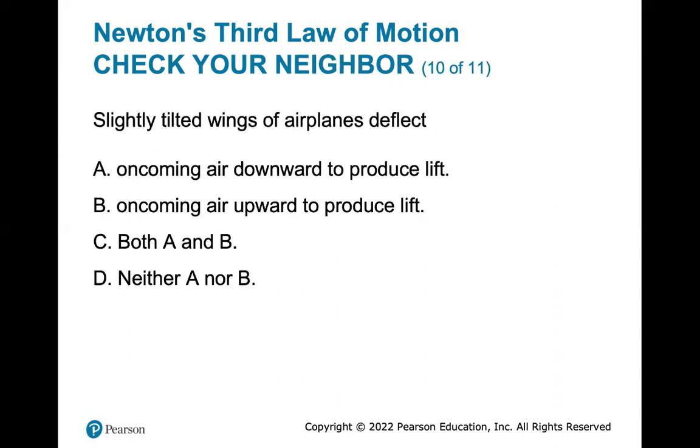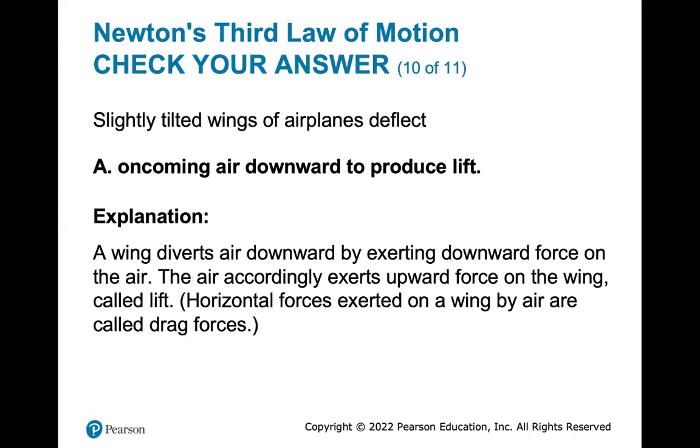Okay. Slightly tilted wings of the airplanes deflect oncoming air downward to produce lift, oncoming air upward to produce lift. Both A and B, or neither A and B. Well, it's downward. It's A, oncoming air downward, but there's going to be more to it. I think we'll get to it if we study the Bernoulli effect. But their explanation is a wing diverts air downward by exerting downward force on the air. The air accordingly exerts upward force on the wing, called lift. Horizontal forces exerted on the wing by air are called drag forces.